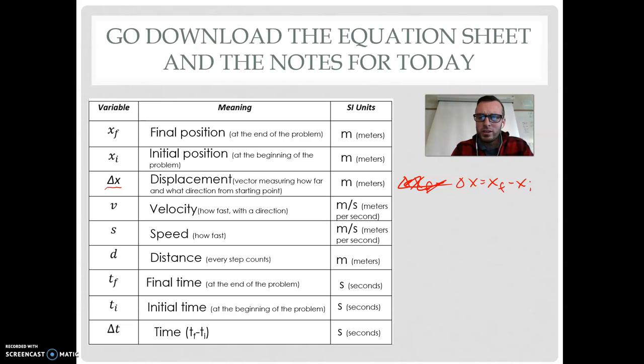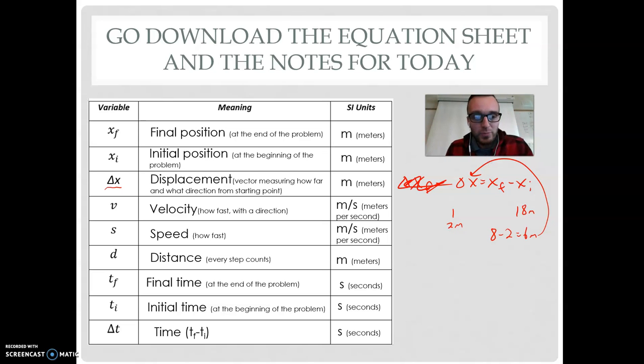Now, if that sounds complicated to you, don't overthink it. If your final position is over here at 8 meters and you started at a position of 2 meters, how far did you go? Well, you went 8 minus 2, or 6 meters. 6 meters is your displacement. How far you went from this place to that place. Oh, we're going to get into it.